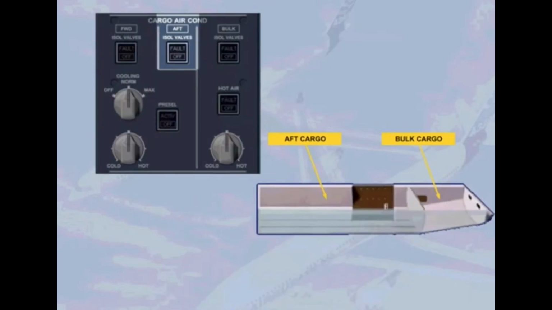As the aft and bulk cargo compartments on the long range are separated, the aft compartment has its own ISOL VALVE push-button switch, which has the same function as for the bulk cargo compartment. Note: there are no heating and cooling options.